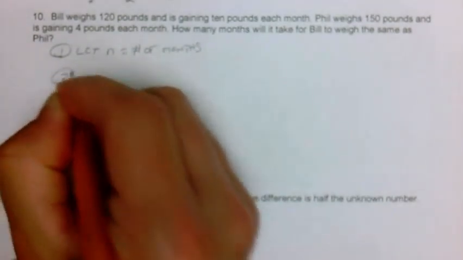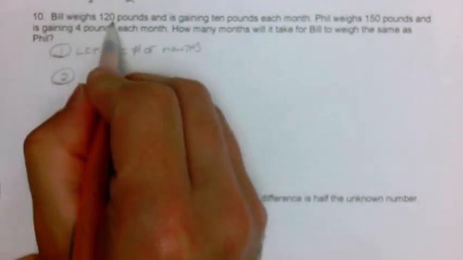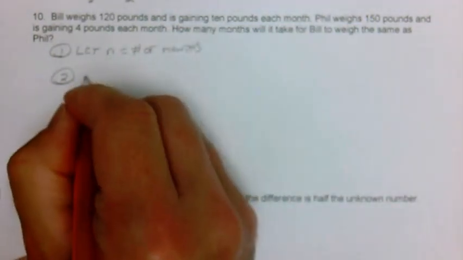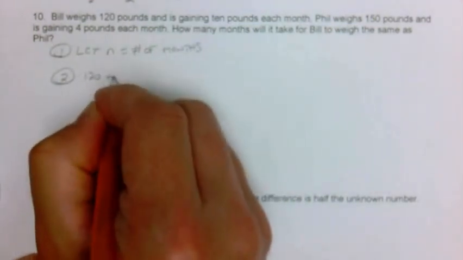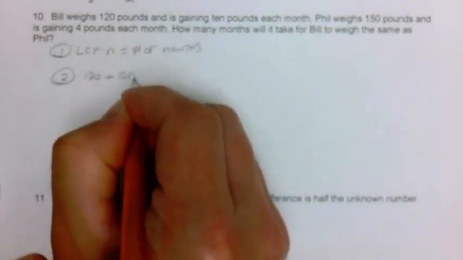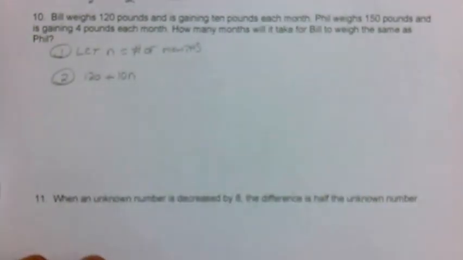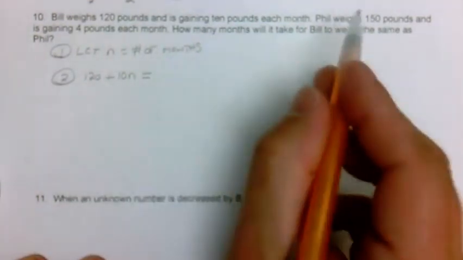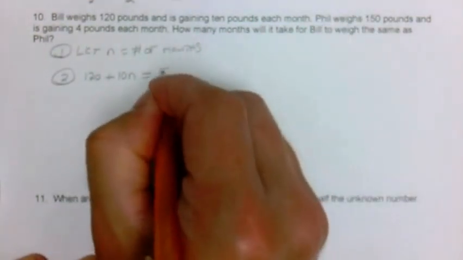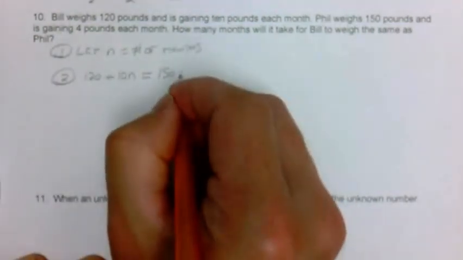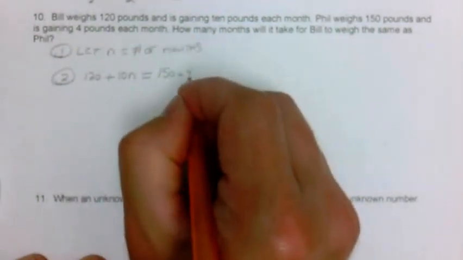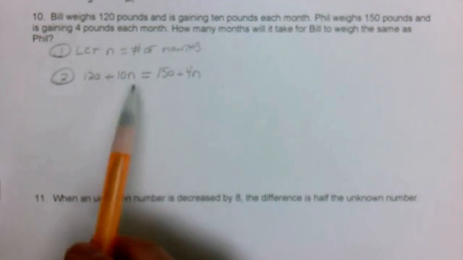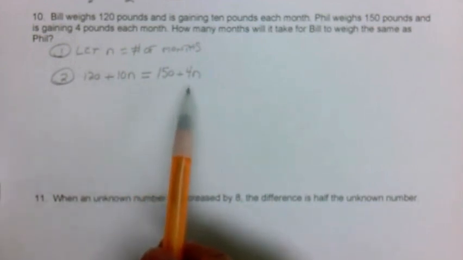Let's set the problem up now. Step 2. Bill weighs 120 pounds and is gaining 10 pounds each month. So his starting weight is 120, and we're going to add to that 10 pounds every month. So 10 times n, where n is the number of months. We want Bill's weight to be equal to Phil's weight. Now, Phil weighs 150 and is gaining, so I'm going to add to that 4 pounds every month, where n again is the number of months. So our equation is 120 plus 10n equals 150 plus 4n.